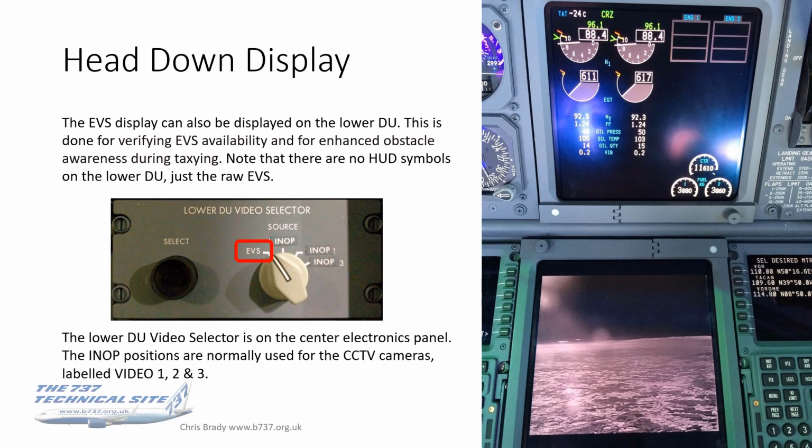So you wouldn't normally have it on in flight, but anyway, there it is. Note that there are no HUD symbols on the lower DU, it's just the raw EVS image. And you would select it on with the selection box there. So it's on the central electronics panel. The in-off positions are the ones you use for your CCTV cameras, you know, for the galley area just behind the flight deck door. So that's head down.